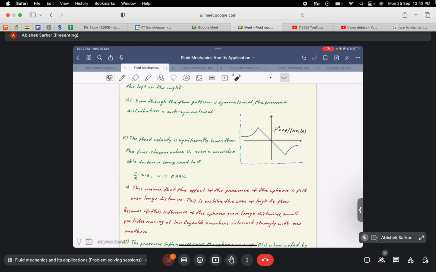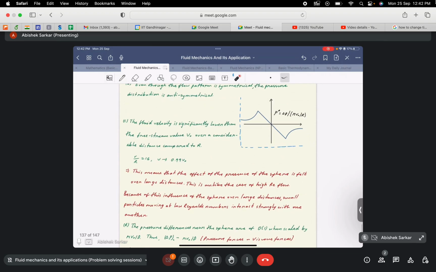Even though the flow pattern is symmetrical, the pressure distribution is asymmetrical. Okay. This is another characteristic. I guess the proper explanation has been given in the lecture, so I won't dive deep again. But even if you just remember it, that's more than enough. And this is basically the pressure distribution in the case of flow over a cylinder.